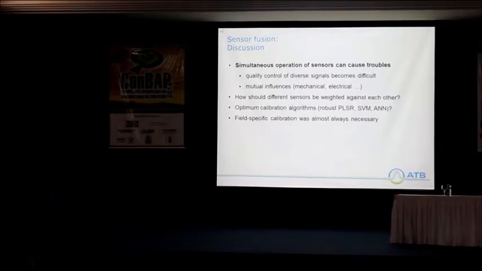So, conclusions from sensor fusion: the simultaneous operation of sensors can cause a lot of troubles. It's difficult to check the quality of the signals, and the sensor can interfere somehow. The next thing is, in the analysis, the question is how to compare and include the different sensors. How should they be weighted against each other? What are the optimum calibration algorithms? And of course the problem is that you need to sample all your fields for calibration.